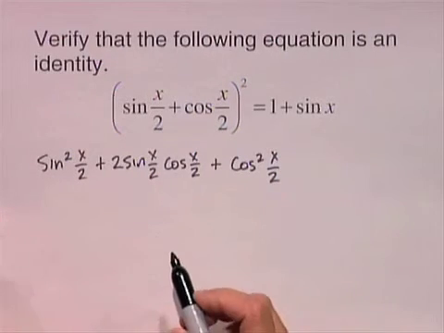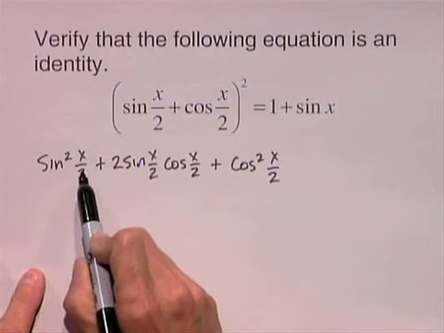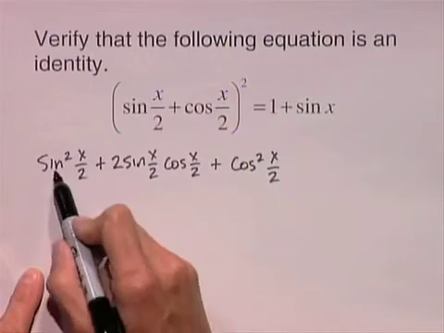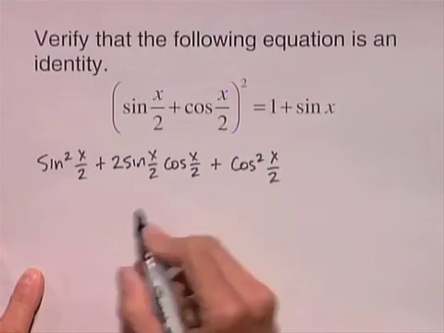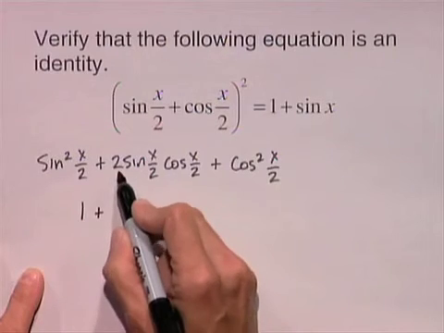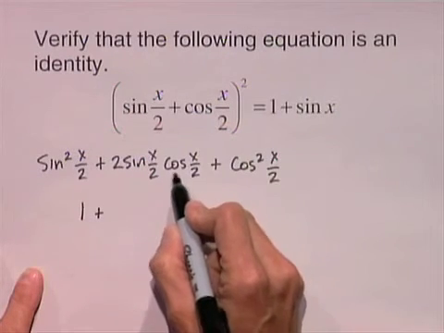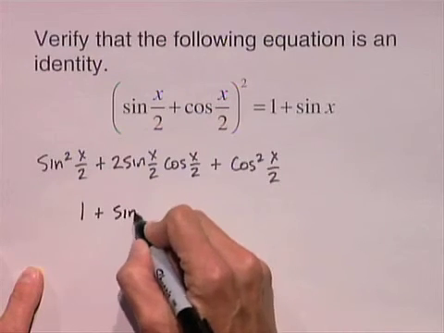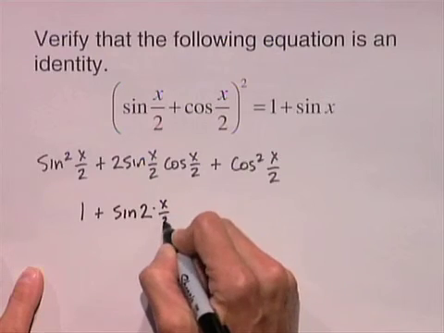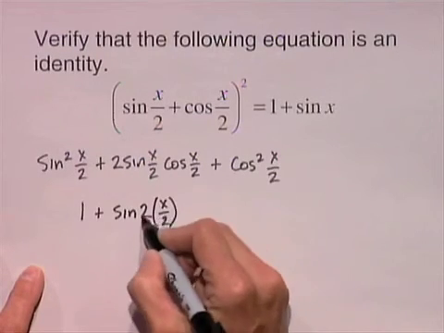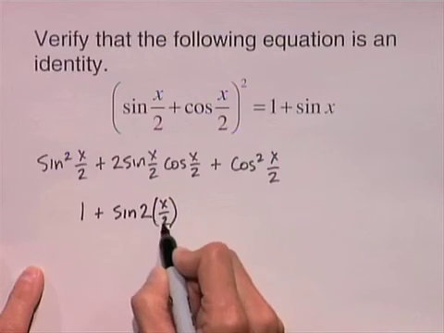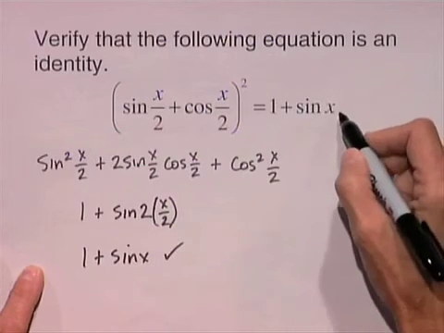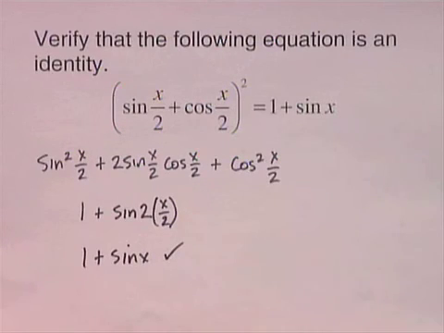And I'm going to apply a couple different identities. First of all, sine squared of something plus cosine squared of the same thing will add to 1. So this term plus this term add to 1. For 2 sine x over 2 cosine x over 2, I'm going to apply a double angle sine identity. That's equal to the sine of twice x over 2. So all of this is within the sine. Now the 2's simplify, and I end up with 1 plus sine x, which is what I was trying to show, and I verified that identity.